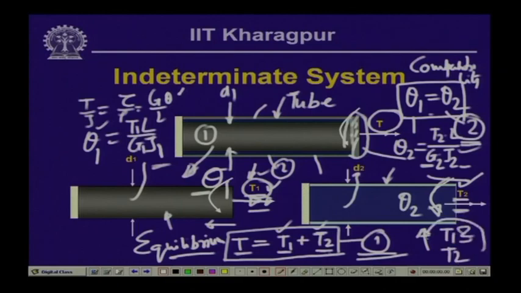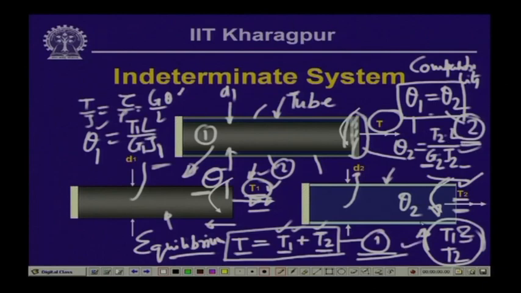So, these are the two equations: T equals T1 plus T2, and theta 1 equals theta 2, or T1 L / G J1 equals T2 L / G J2, which will give us the values of T1 and T2.